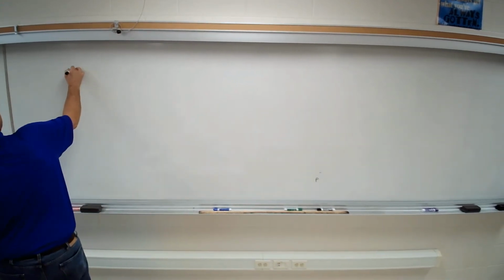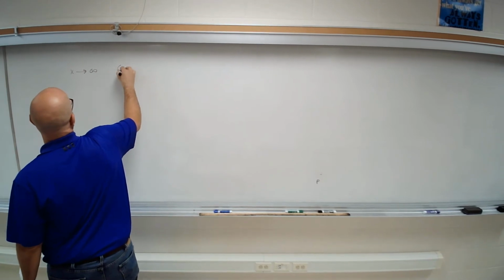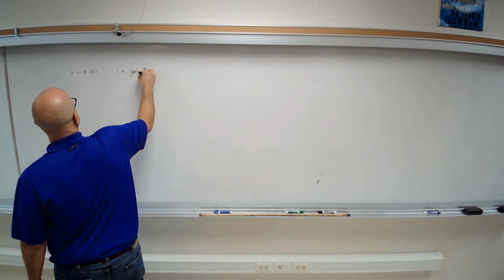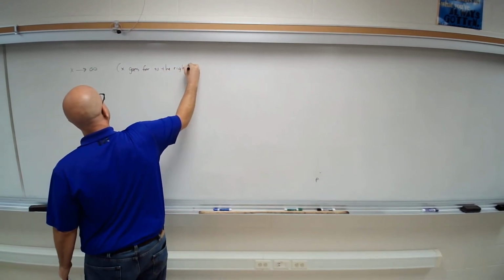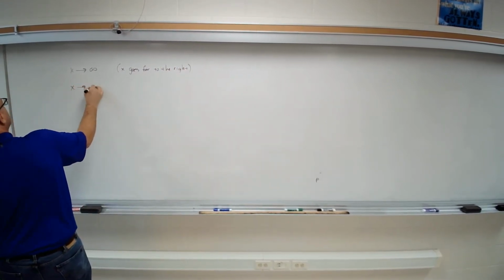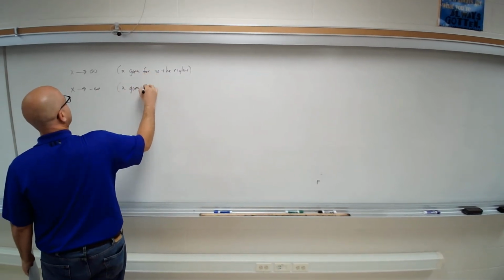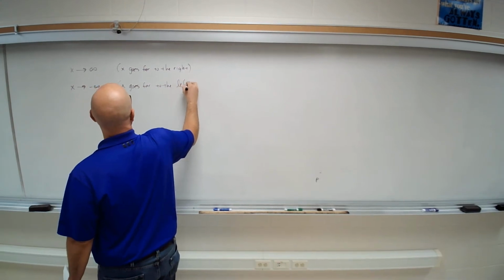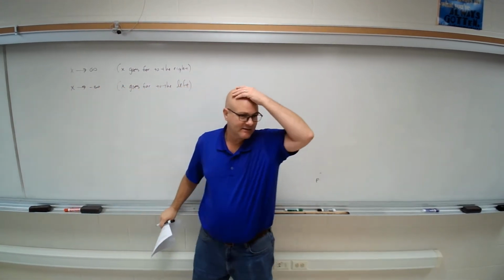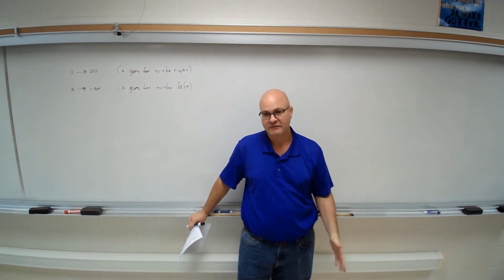So again, this means that x is moving to the right. To the right. And then if you have x approaches negative infinity, x goes far to the left. And again, it doesn't matter near the origin. This doesn't describe that at all. It just talks about the ends of the function.